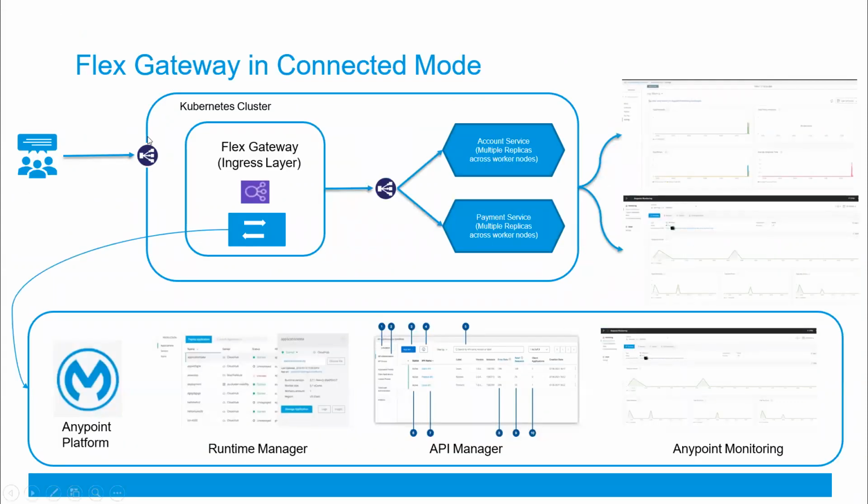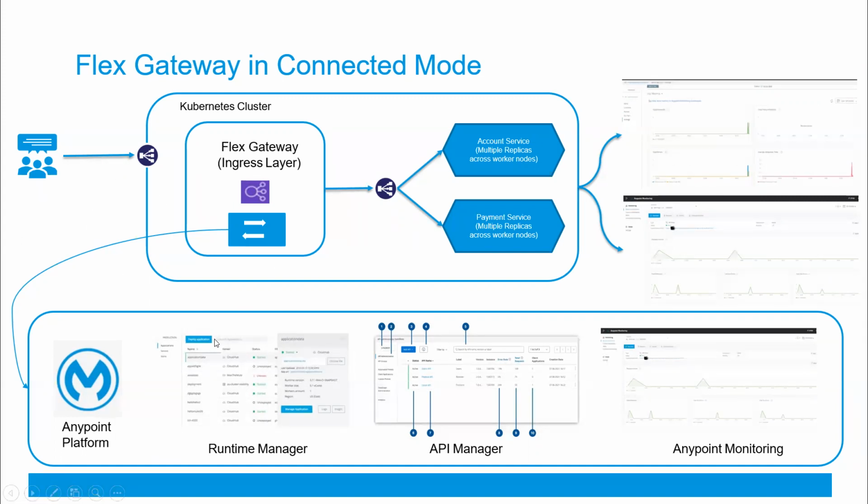So as I mentioned, Flex Gateway in the connected mode. You can use all the out of box capabilities if you are using Flex Gateway in the connected mode. You can use Runtime Manager, API Manager, endpoint monitoring, API analytics, and API policies. There are n number of policies like JWT validation policies and basic authentication policies. Whatever policies you can apply to a Mule gateway, all these out of box policies can be used for the Flex Gateway, and you can even write custom policies. So for connected mode, you can use all the out of box capabilities.